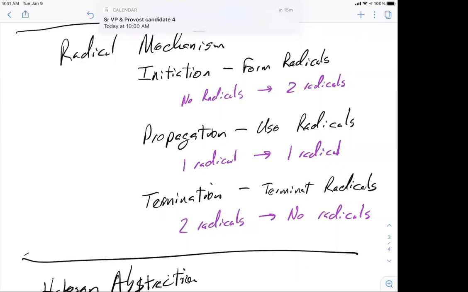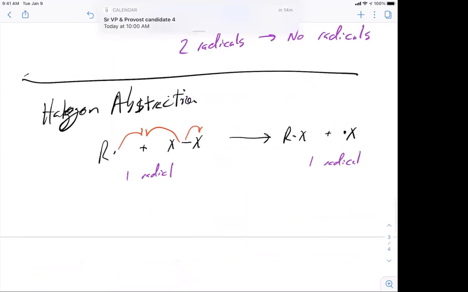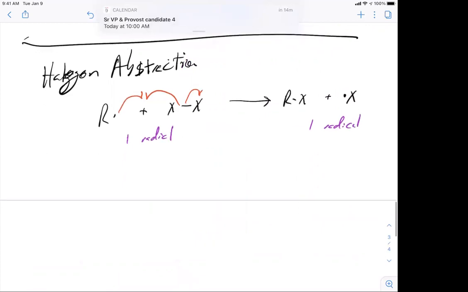So all of our radical mechanisms are going to have these 3 big steps, these 3 big categories. And then underneath these for initiation, one is most common, but you may have 2. Propagation, you could have 2, 3, 4 different combinations. And then termination is coupling. Any 2 radicals that come together is a termination step. Okay. Questions about those so far?